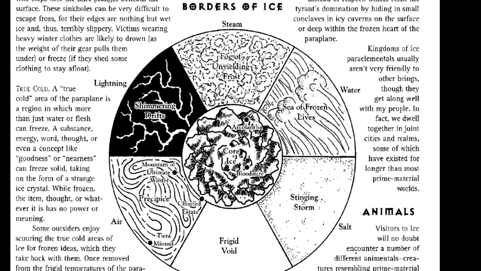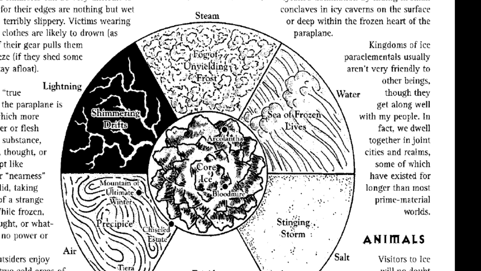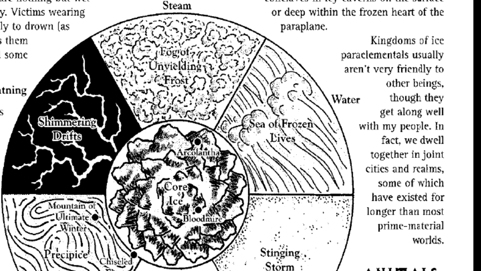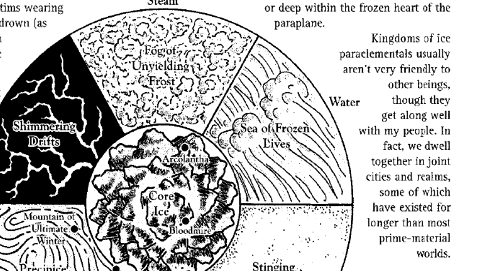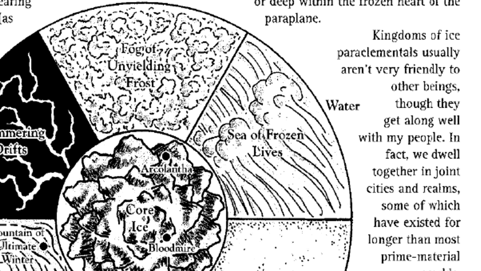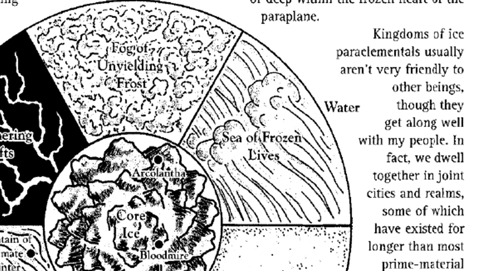If you continue through the plane moving downwards towards the elemental plane of water, the ice slowly melts, forming a sea of icy sludge and scattered icebergs. Since the paraplane of ice rests on top of the plane of water, it forms a surfaceless ocean of suspended ice chunks called the Sea of Frozen Lives.